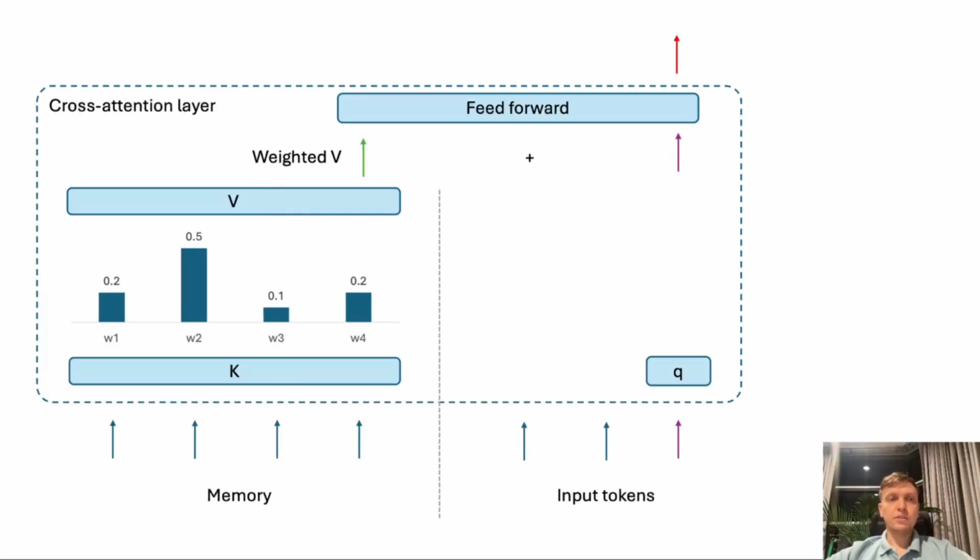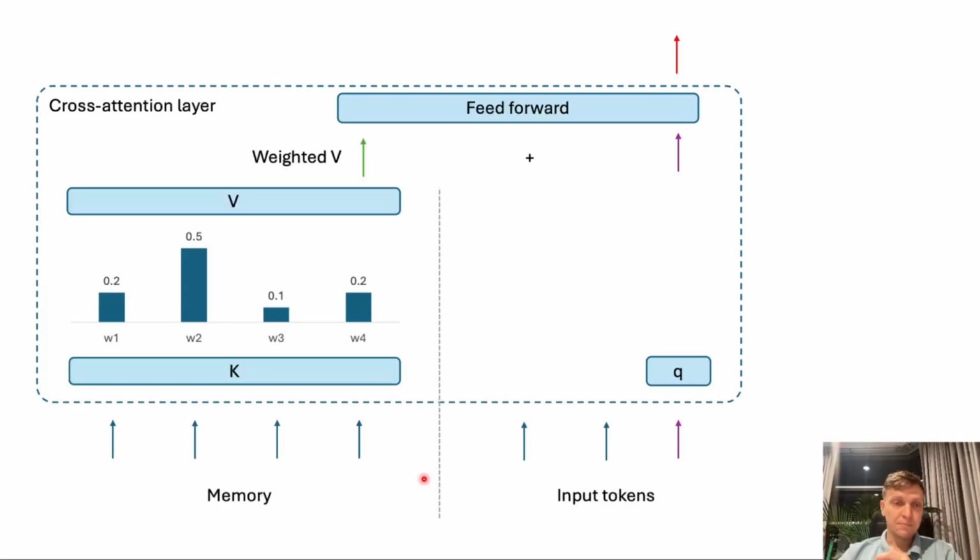The second type of attention is called cross-attention. And it's very, very similar. Most of the math behind it is exactly the same. The main difference is that you have two types of input tokens. You have the actual input tokens, and you also have memory tokens. And these two types of tokens can be from completely different domains.